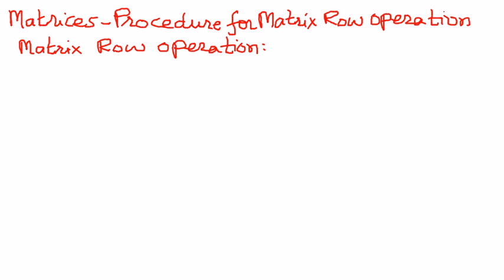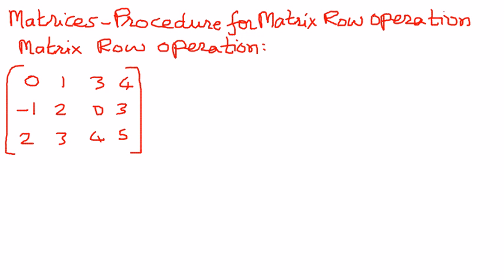Let us say we have a matrix of this kind: 0, 1, 3, 4, -1, 2, 0, 3, 2, 3, 4, and 5. I'm just making up some numbers. In here, what we want to demonstrate is that two rows of a matrix may be interchanged. Sometimes we want to do that, and the way to do that is as follows.